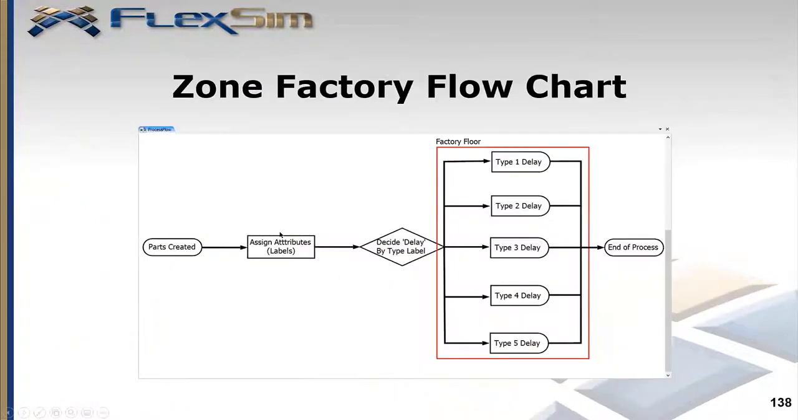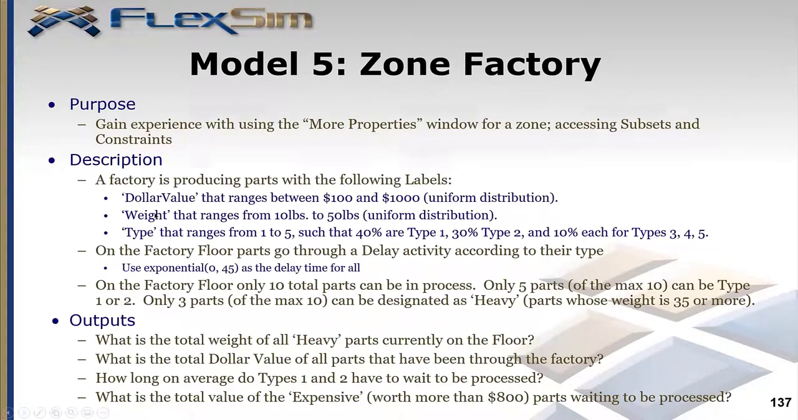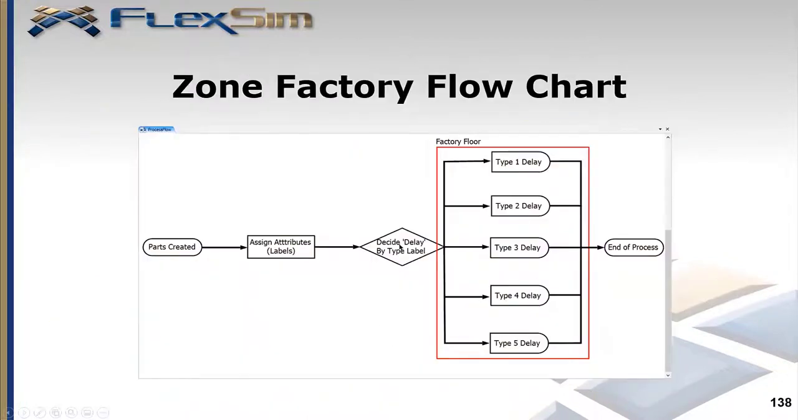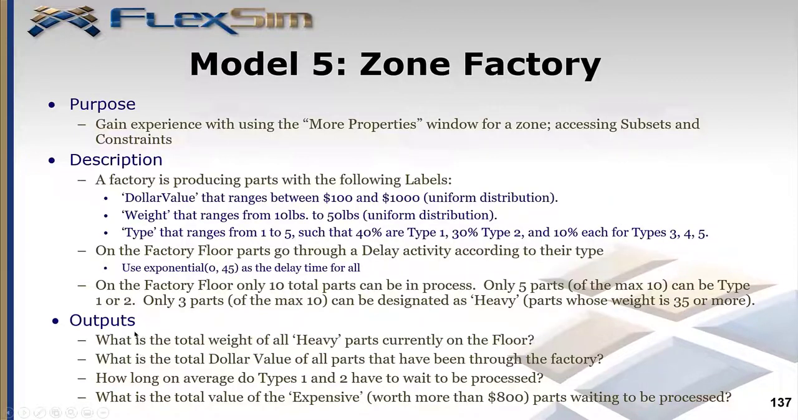Now, as far as the description goes, this is just a simple flow chart of what your model might look like. First we'll have a source that creates our parts. We have an assign labels activity where we will assign our dollar value, weight, and type. And then we'll use the decide activity to route things to a particular delay according to their type. And while our tokens are in one of these delays, they're considered part of the zone's content or part of the zone's population. And once those delay times are over, then that's the end of the process and the end of the model. And then we just want to show the outputs from there.